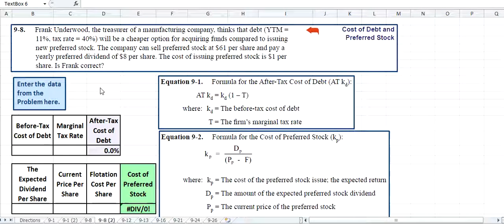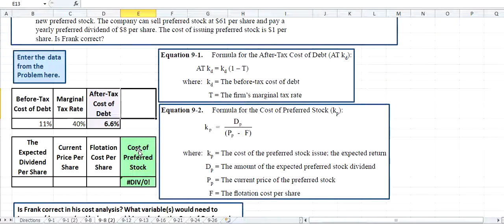Okay, so let's look at this and plug in these numbers. So we see that the before-tax cost of debt is 11%, so we can put that in right here. And the marginal tax rate is 40%, so we can put that in right here. You see what I'm doing. And we get an after-tax cost of debt of 6.6%.